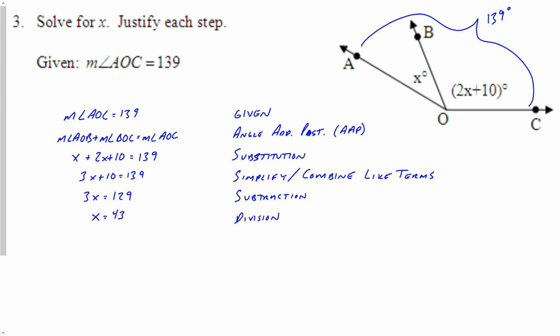So this problem is now done. We've solved for x like it said to in the problem, and each step we took, we wrote down either how we knew the information, what we used, postulate, definition, property, whatever the case might be, in order to arrive at that step in the problem.